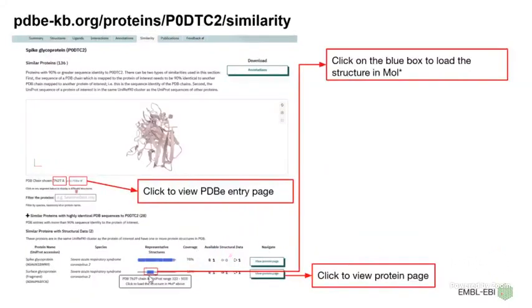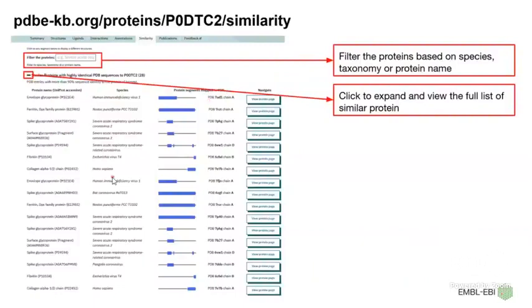If you click on this blue box over here, you can load the structure in Mol* over here. And you can go to the specific PDBe entry page from this go to PDBe button. And the corresponding protein page for that particular similar protein can be viewed by clicking on this button. This list of similar proteins can be filtered based on species, taxonomy, and protein name. You can expand by clicking on this icon, which will give you a full list of the similar proteins.